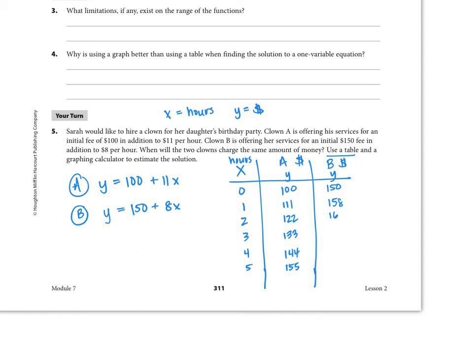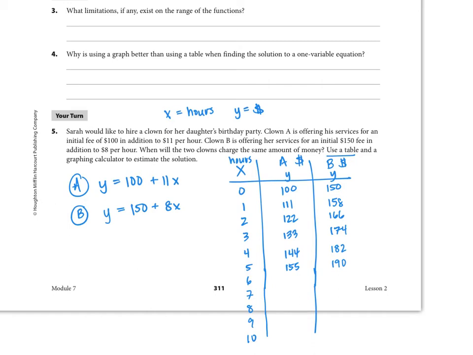I did that wrong, sorry. 166, and then 174, 182. Oh, I will definitely need to keep going. What is that, 190? Okay, let's keep going here. 6, 7, 8, 9, and 10.